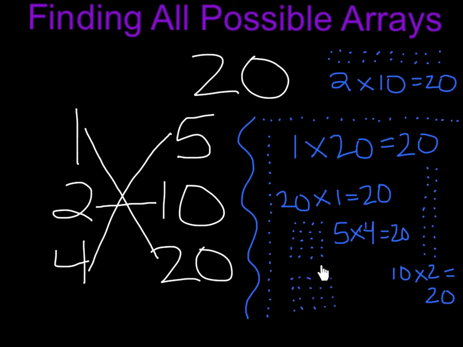Here is our final array. This array has a total of 4 rows with 5 dots each. 4 times 5 equals 20. These are all possible arrays using the turnaround rule that could be found for the number 20.